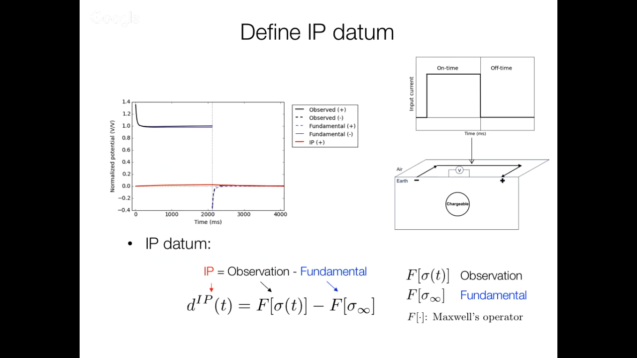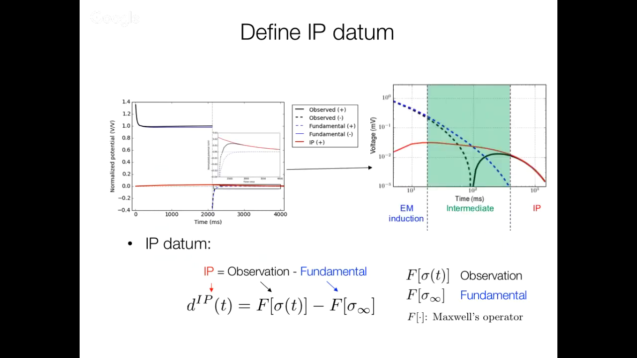It's one of these guys in here, let's say. And we're going to subtract the fundamental. So that means we need to know what this conductivity is. And then whatever we're left with is going to be our IP.